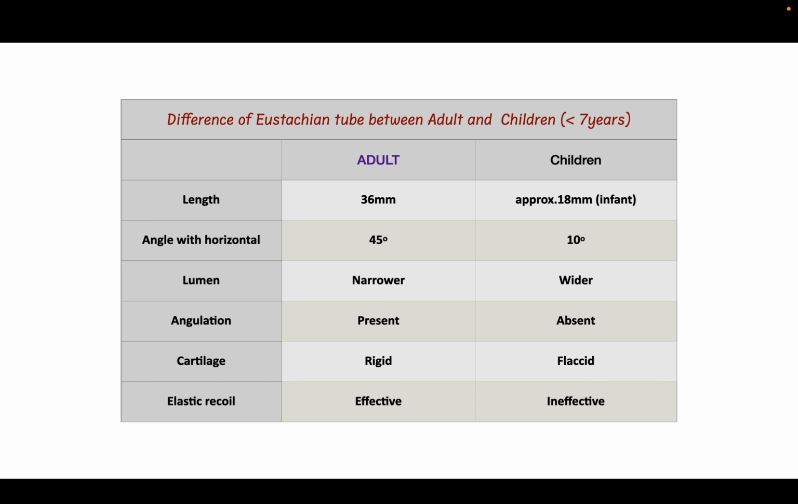Now if we see the difference of the eustachian tube between adults and children less than 7 years: length in adults is 36 millimeter, in children it varies from 18 millimeter to 36, and in infants it is 18 millimeter. The angle with the horizontal is 45 degree in adults, but in children it is 10 degree. The lumen is narrower in adults, and in children it is wider. Angulation is present in the adult eustachian tube, but it is absent in children. The cartilage is rigid in adults, and it is flaccid in children. Elastic recoil is quite effective in adults, and in children it is ineffective. So these are the basic differences of the eustachian tube between adults and children.